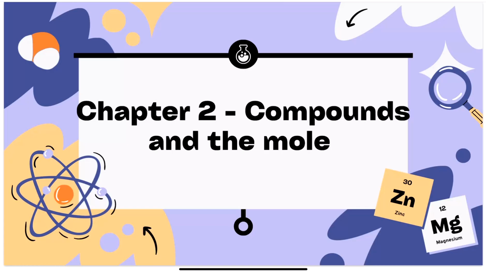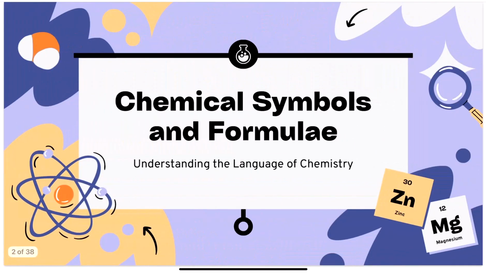In this chapter, we're going to be discussing everything about compounds, so mainly their naming. We're going to learn how to name binary covalent compounds, ionic compounds, acids, and then we're going to talk a little bit about the mole, how to find percent composition, empirical formulas, molecular formulas, and lastly, combustion analysis.